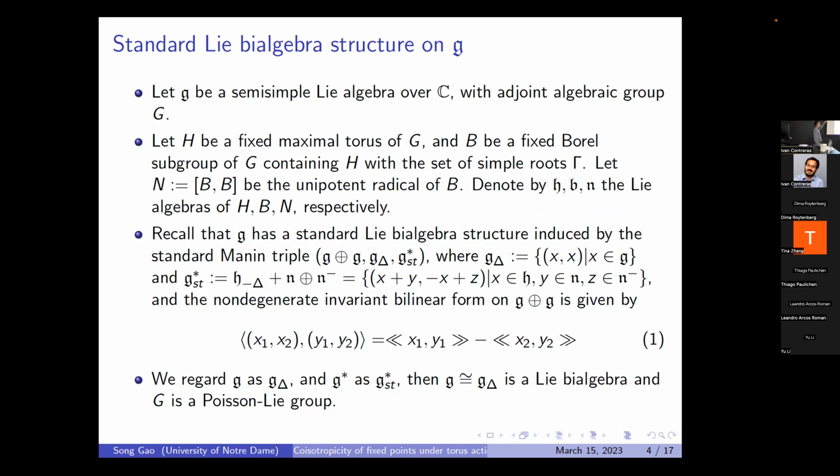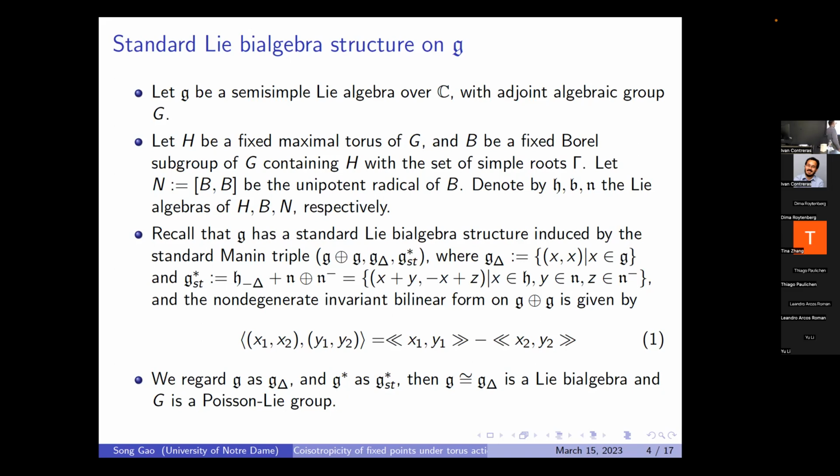To begin with, let G be a semi-simple Lie algebra over the complex number field with adjoint algebraic group capital G. Let H be a fixed maximal torus of G and B be the Borel subgroup of G that contains H. So we can determine a set of simple roots, which is called gamma. Let N be the derived group of B, which is the unipotent radical of B. And we use the Fraktur letters h, b, n to denote the Lie algebras of capital H, B, N respectively.